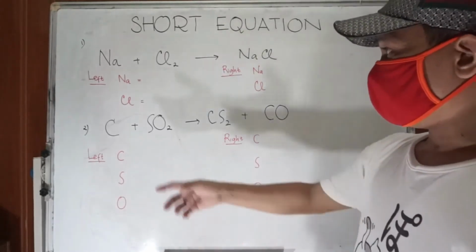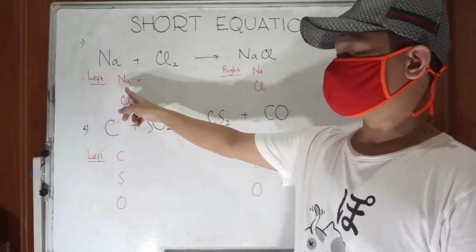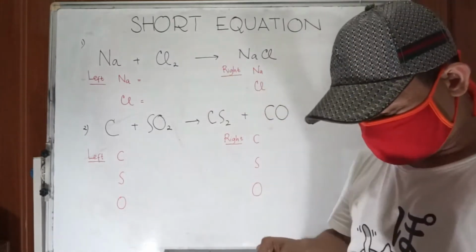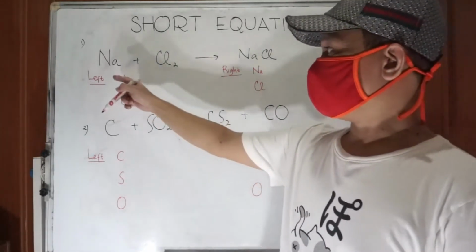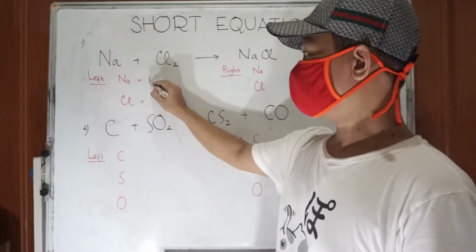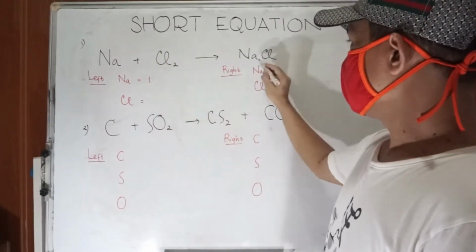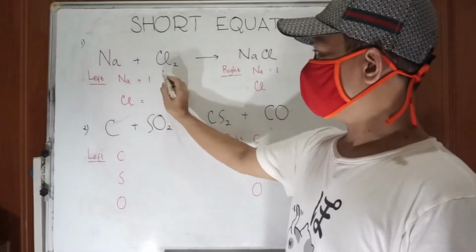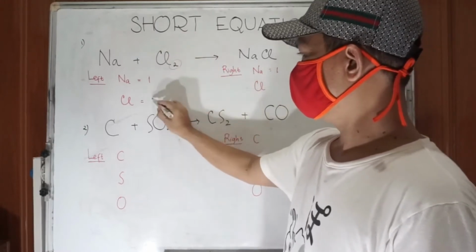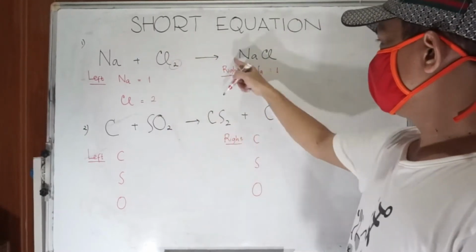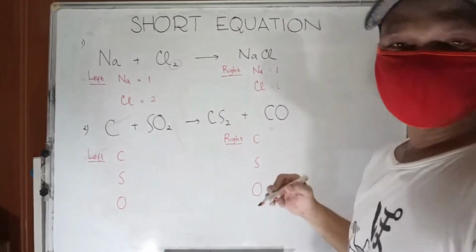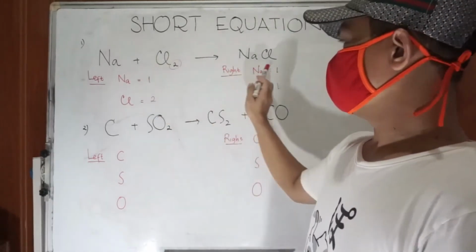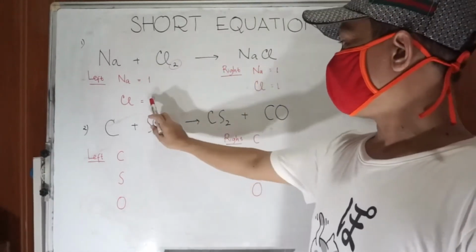Now, already listed. For the left side, there is Na, sodium and Cl. For the right side, Na and Cl. Okay. For the left side, there is 1 element Na. And for the right side, 1. Right? And then Cl, for the left side, there is 2. And for the right side, 1. Right? Now we're going to compare left and right. For Na, balance. But for Cl, unbalanced.